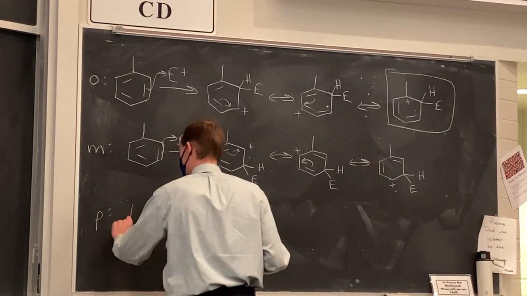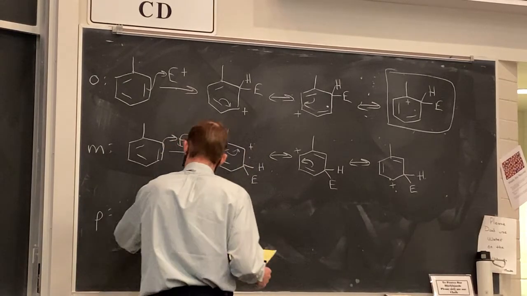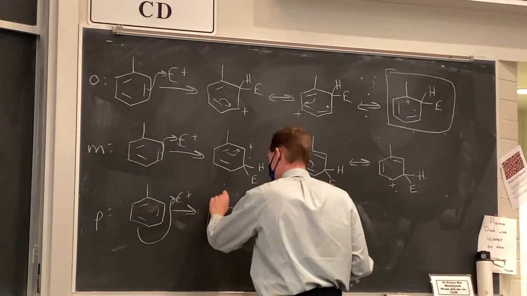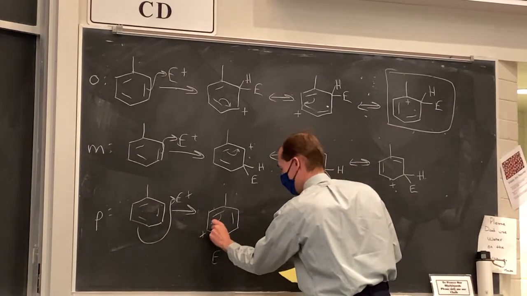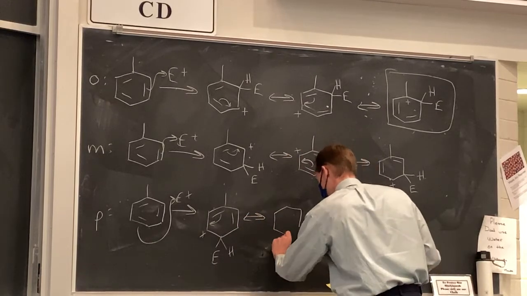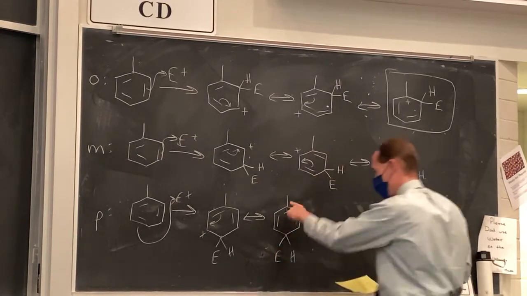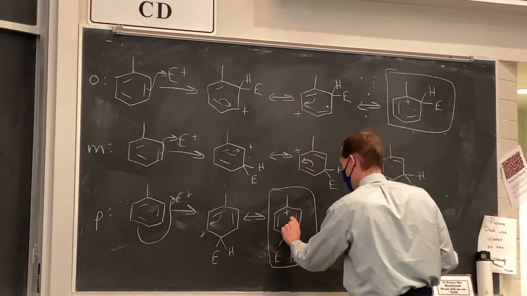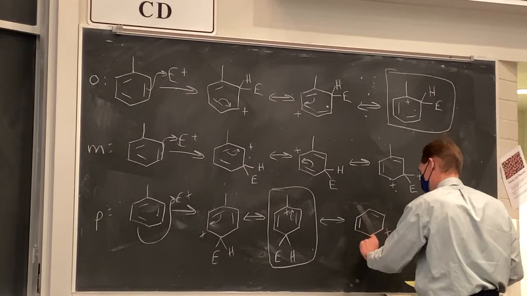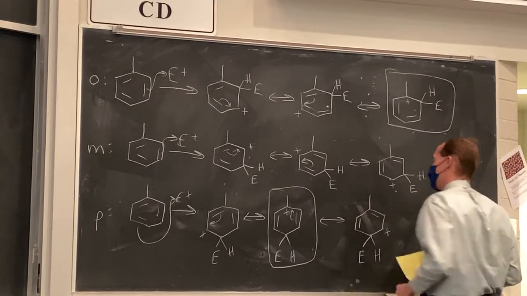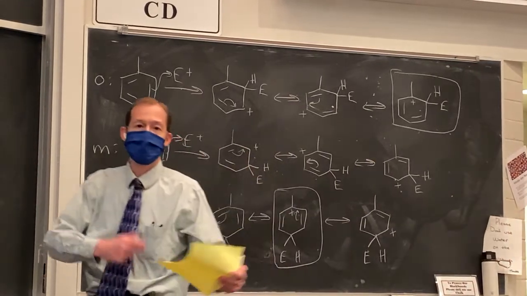Let's look at para. We'll draw that here. Okay, our positive charge ends up over here on the meta carbon. And as we draw the next resonance structure, we find that we do indeed get a tertiary carbocation. I'll go ahead and put a box around that. And then we'll draw the third one, which is another secondary carbocation. Okay? So we find that if we attach our substituent at the para carbon, we also end up with a tertiary carbocation as a resonance structure.